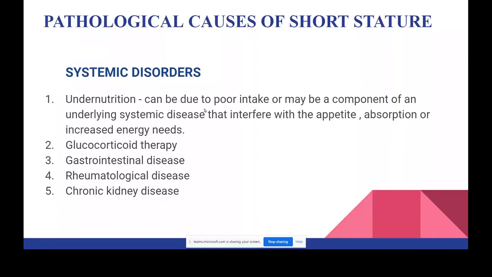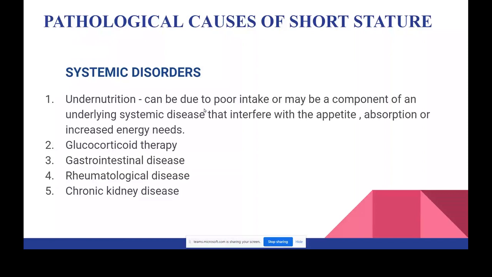Now, I'll just move over to the pathological causes of short stature. Among them, there are systemic disorders, endocrine disorders, genetic disorders, and skeletal dysplasias. Now, systemic disorders, this is the common cause that we come across in day-to-day life with the chronic disorders. They are short, right? Now, undernutrition is the number one. They are stunted with the chronic malnutrition. It can be due to poor intake or maybe a component of an underlying systemic disorder, where you can remember the pro-inflammatory cytokines can contribute.